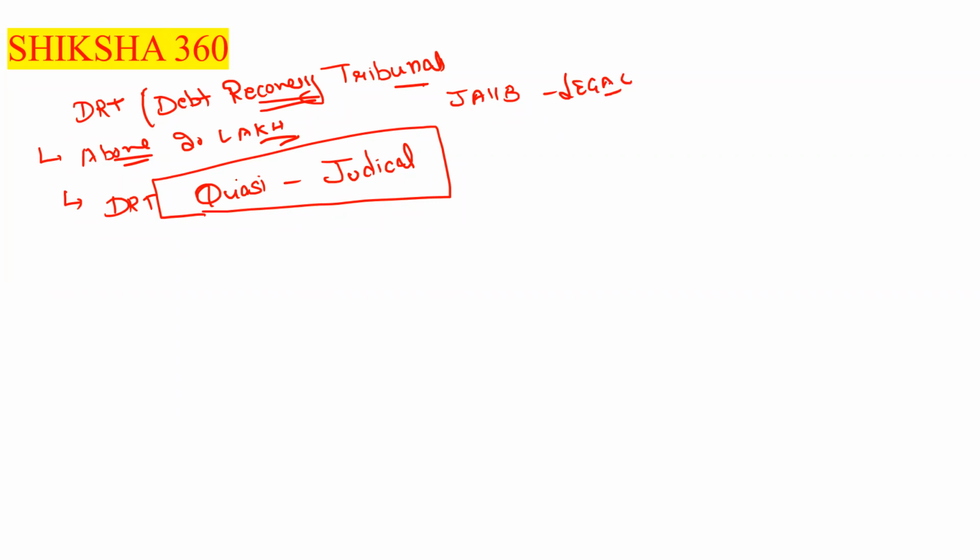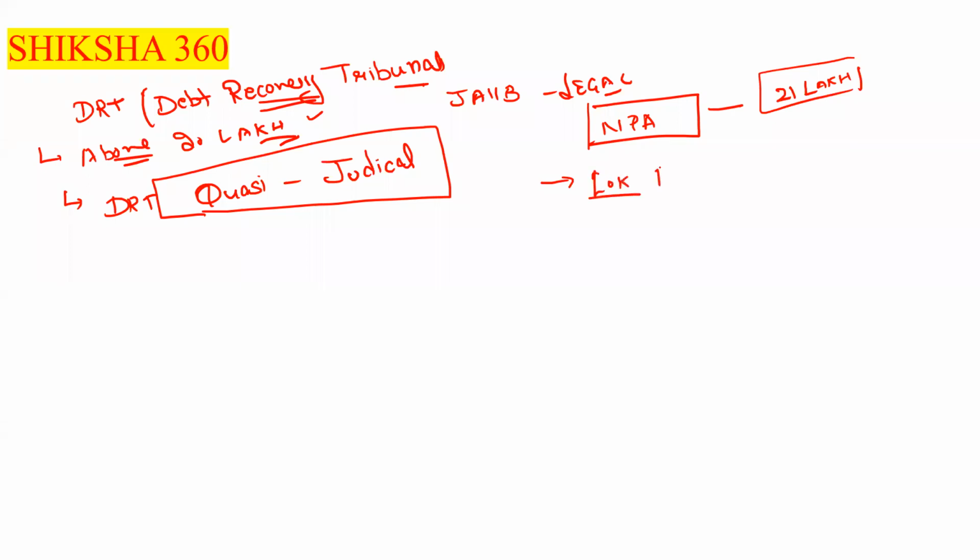Okay, next one. Yes, this is the amount. If any account becomes NPA and its amount is 21 lakh, 22 lakh, clear, they have to file the case under the DRT. The case will not go to the Lok Adalat. If the amount is less than that, we will refer the case to the Lok Adalat, clear, and we can say that settlement. So please remember that thing: DRT is quasi-judicial, and here it is Lok Adalat.